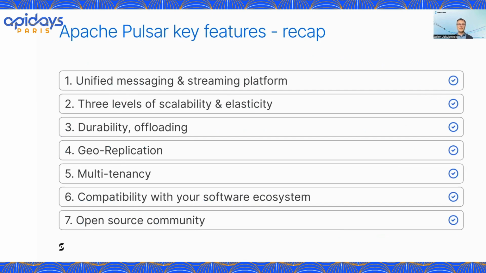So here is a quick recap. Pulsar is a unified messaging and streaming platform handling both patterns, both semantics at the same time, so you can have only one platform to manage. Pulsar is doing great at both scaling and being elastic, and provides 3 levels of elasticity. Pulsar ensures the durability of the data and can offload to external cheap and unlimited storage. Pulsar has geo-replication built in, which is great for disaster recovery. Pulsar is natively multi-tenant, Pulsar is compatible with your ecosystem, and all these great features are available as open source, so you have no vendor lock-in.